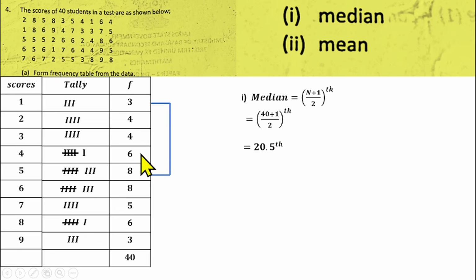11 plus 6, 17 plus 8, that will give us 25. So that means the median is going to fall at this point. So that means the median is going to be 5. So our median will be 5.